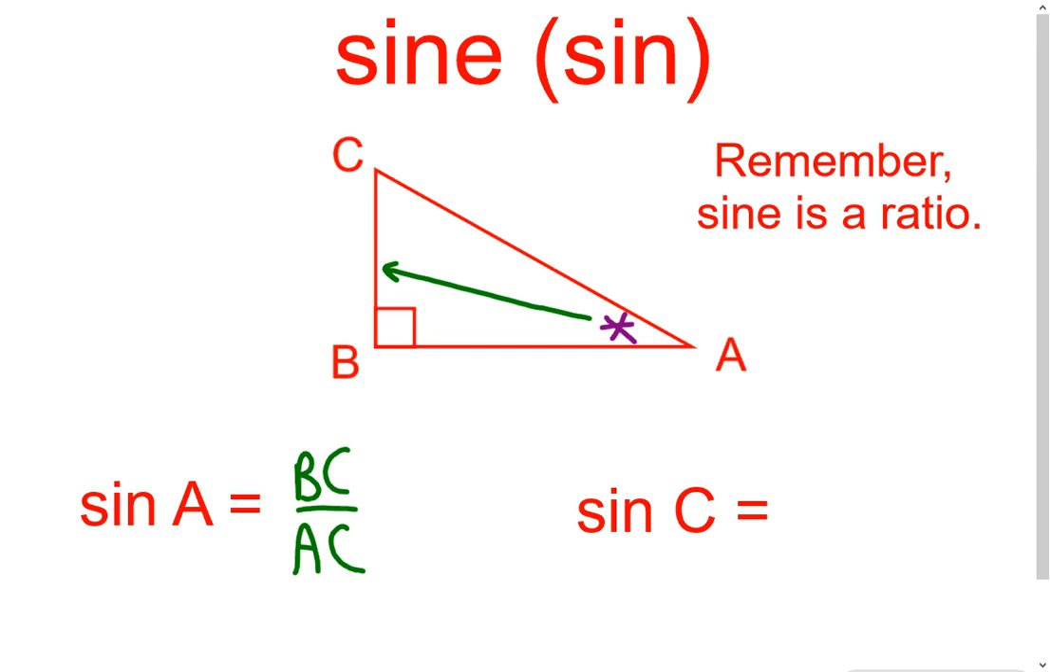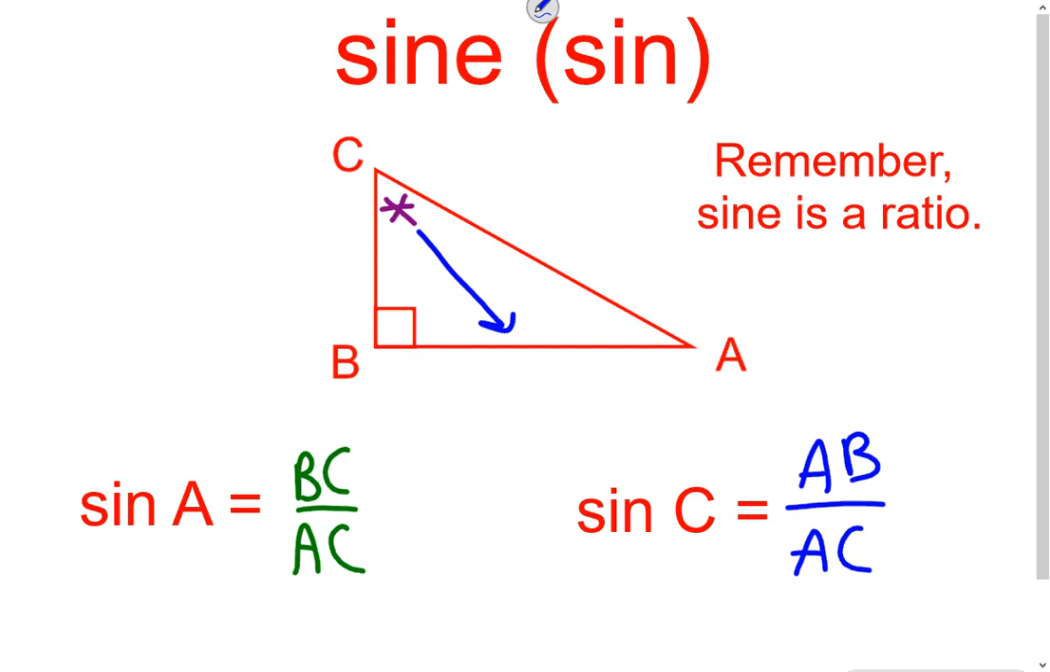Now, if I want to do the sine of C, now I have to get rid of this stuff. Now I want to go to angle C. And then, well, it's still opposite over hypotenuse, but now the opposite side from angle C is side AB. So the length of side AB over the hypotenuse again is side AC. And there's our two ratios for sine, depending on which angle we went from.